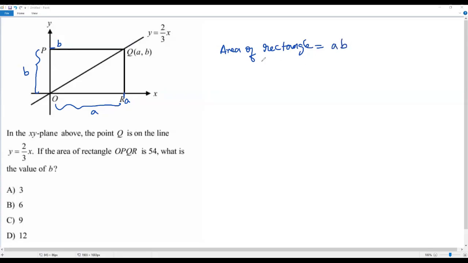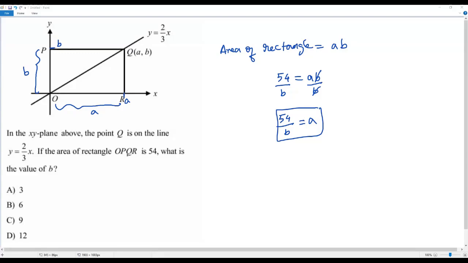Let me write over here. Already we know the area of this rectangle OPQR. It's given in the question itself, that is 54. So we can plug in this 54 for the area of the rectangle. Then we get 54 equals A times B. Our aim is to find the value of B. Now let me solve for A in this equation in terms of B. For that we have to divide both sides by B. Then this B will cancel out. We get 54 divided by B equals A. Now I got the value of A in terms of B.